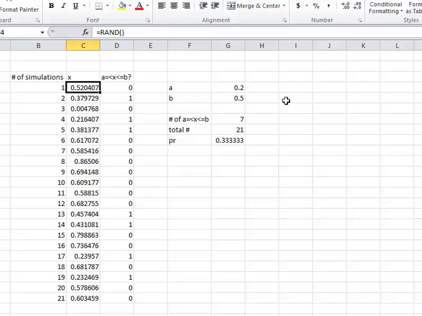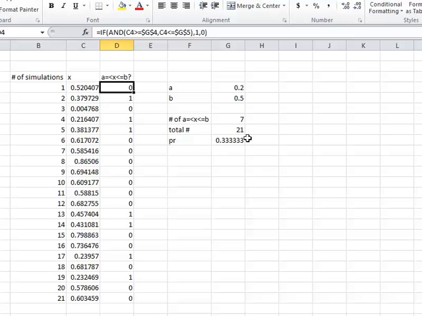This time I used RAND. The difference between RAND and RANDBETWEEN is that RAND produces a continuous, fractional number between 0 and 1, while RANDBETWEEN generates discrete numbers. So this generates a fractional number, and my a is 0.2 and my b is 0.5. I set up a condition: if my number falls between a and b, I get 1. Otherwise, if it falls out of range, column D is 0.